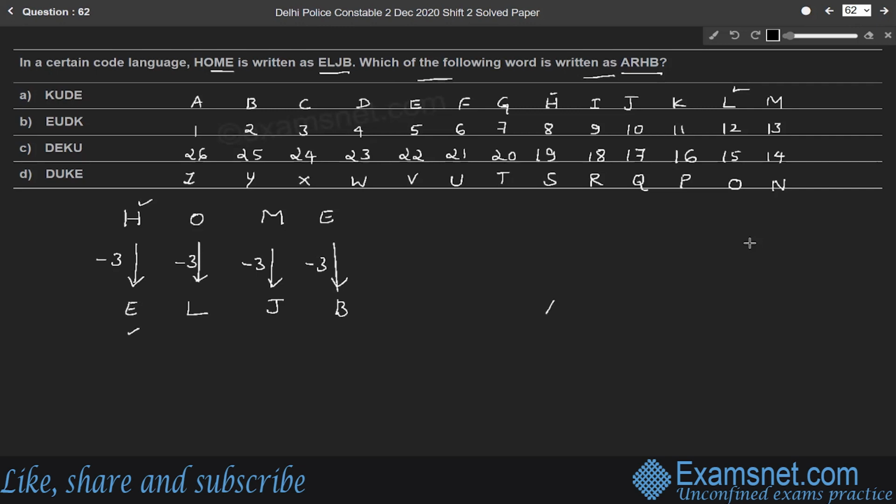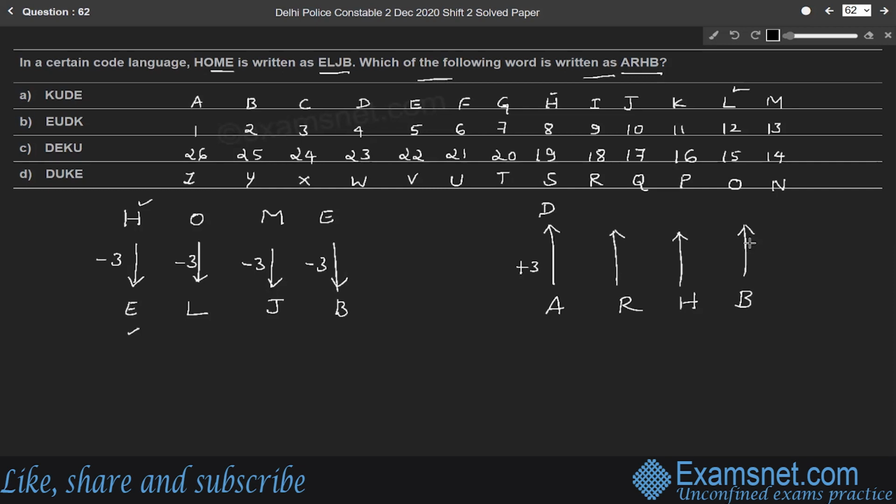Here the code is given: A, R, H and B. So we have to find the word which is to be coded. So we have to add 3 here. Right? Code is given. So what is A? It is 1. 1 plus 3 is 4. It is nothing but D.